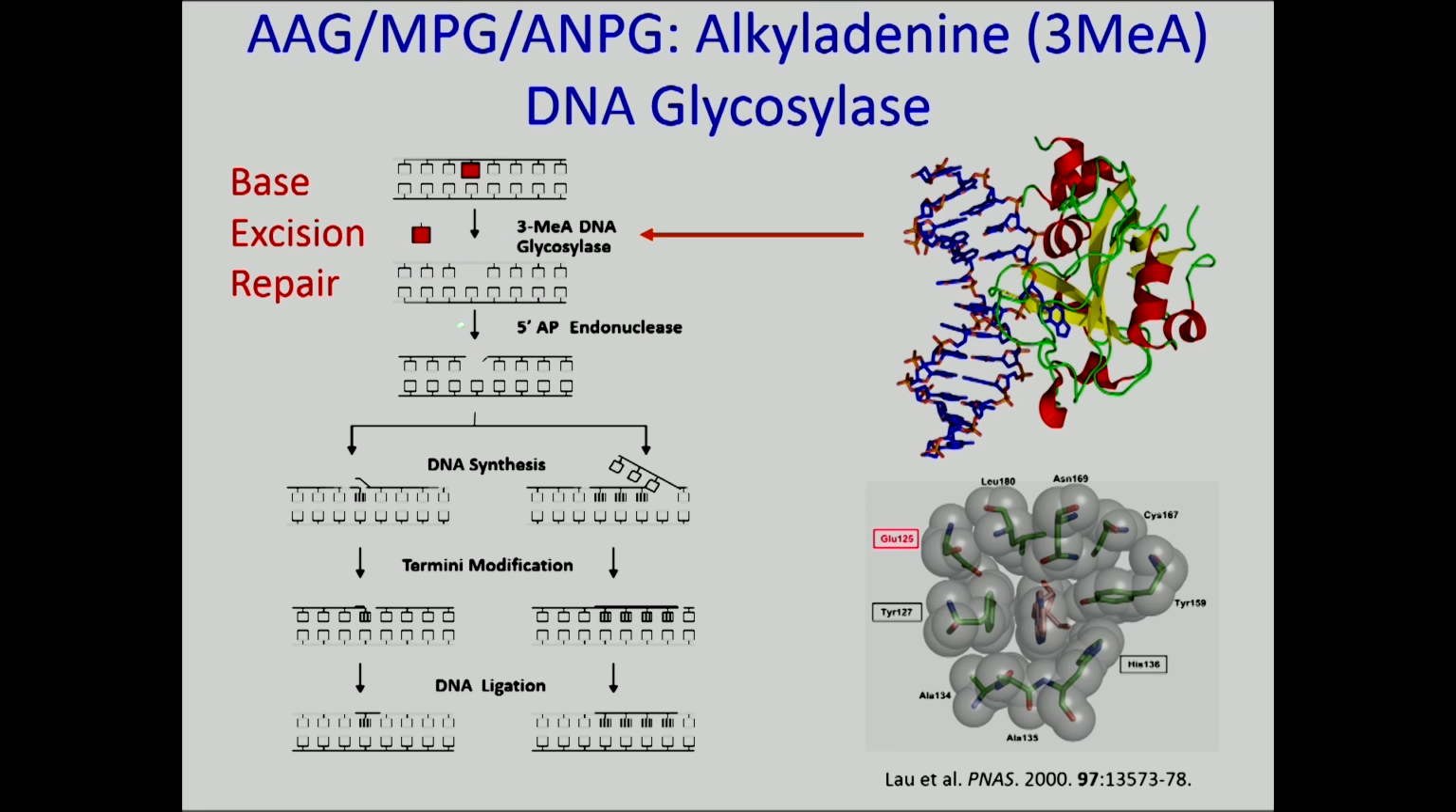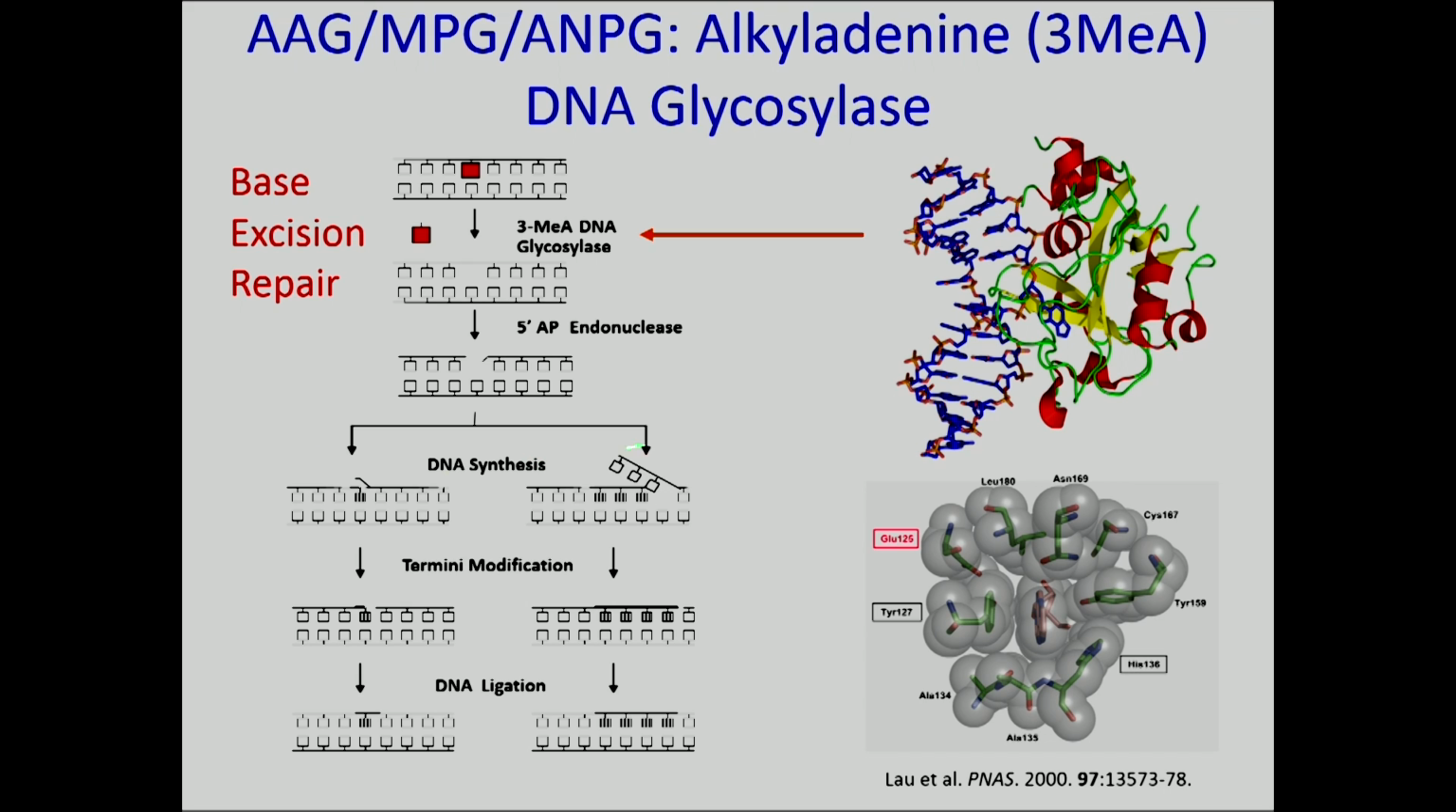This now produces an abasic site in DNA that's recognized by another enzyme to cleave the sugar phosphate backbone. The 3' hydroxyl here is used as a primer for DNA synthesis. There are activities to trim off these 5' flaps here. And then the final step of base excision repair is to ligate the DNA. And of course, the information on the opposite strand is used to restore the proper DNA sequence.